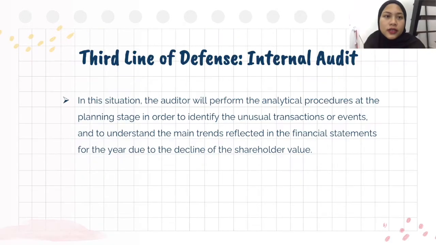In the third line of defense, which is internal audit, what are they going to do? In this situation, the auditor will perform analytical procedures at the planning stage in order to identify unusual transactions and events, and to understand the main trends reflected in the financial statements for the year, due to the decline of the shareholder value.